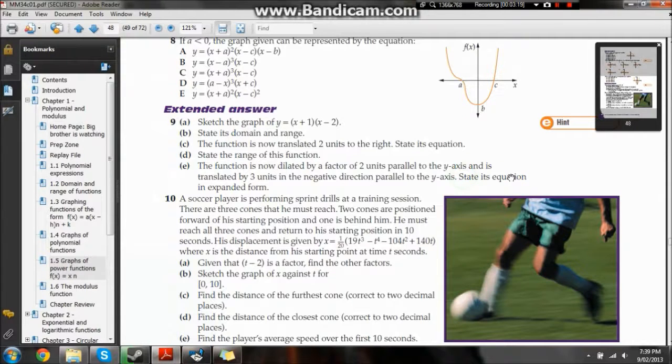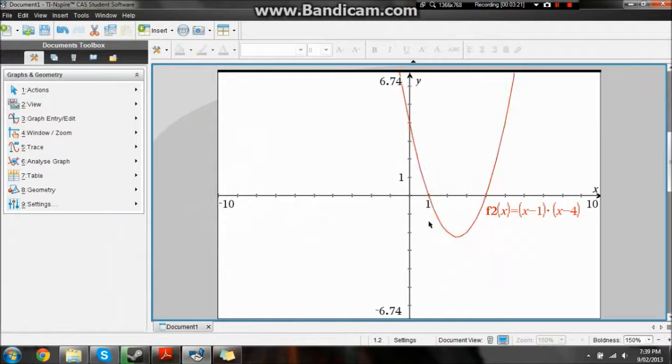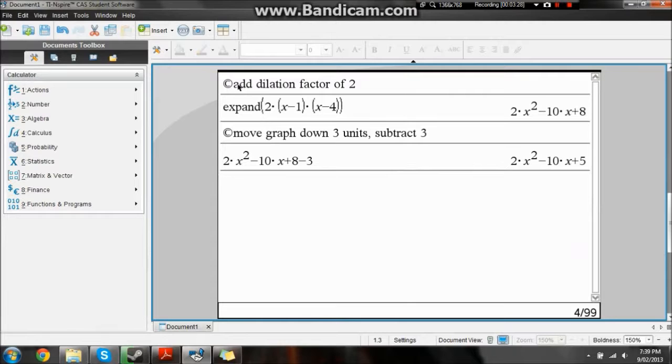And it just wants you to state its equation in expanded form. So this is the easiest way I found to do it, following these procedures. So first you'd add the dilation factor of 2. Because you're dilating parallel to the y-axis, you just put the 2 out here, and expand it like that. So you write 2, and then your brackets in there, and it'll put the times in where they need to be, and you get 2x squared take 10x plus 8.